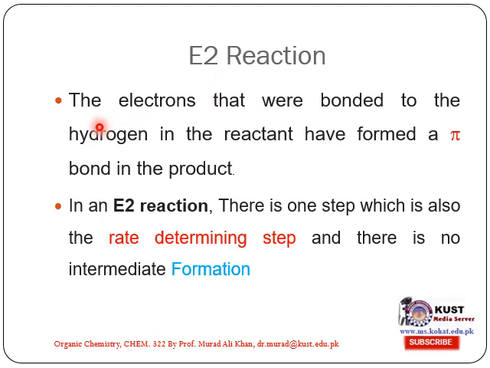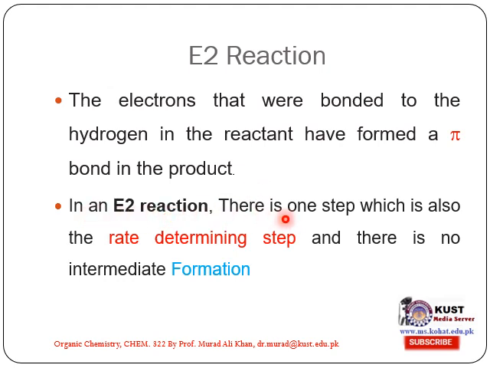In the E2 reaction, the electrons that were bonded to the hydrogen in the reactant have formed a pi bond in the product. If you see in the previous slide, the proton was removed by the base and the electrons migrated to the bond between the two carbons, and made a pi bond in the product.